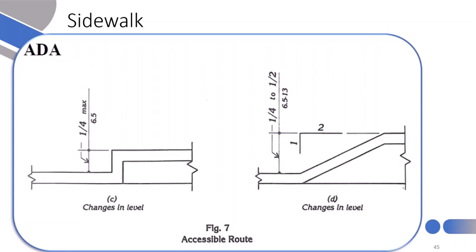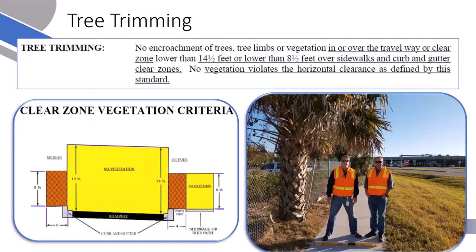The figure on the screen shows how a change in level can be modified to become compliant. That's usually, for example, done on a sidewalk where the adjacent slabs have lost that alignment. They can be ground down as long as they comply with the figure details here.